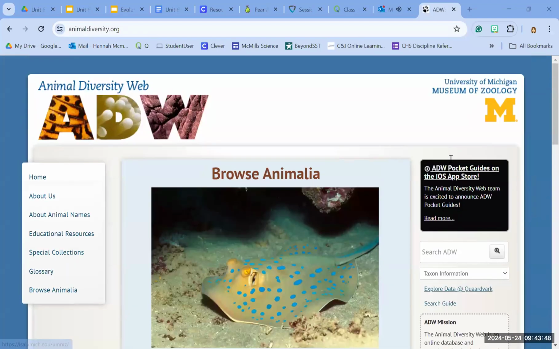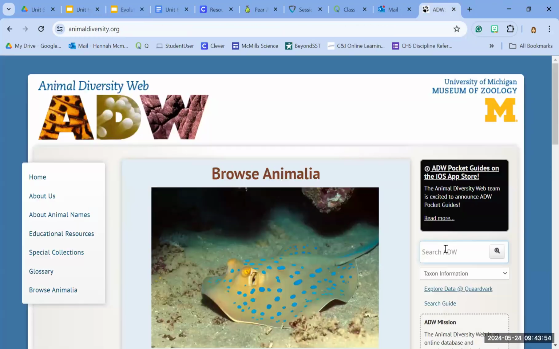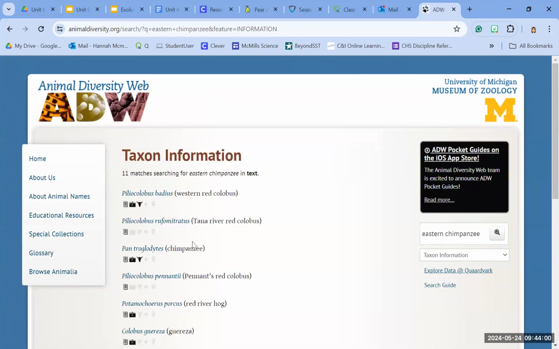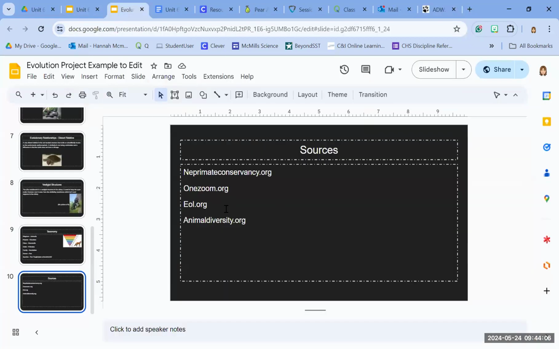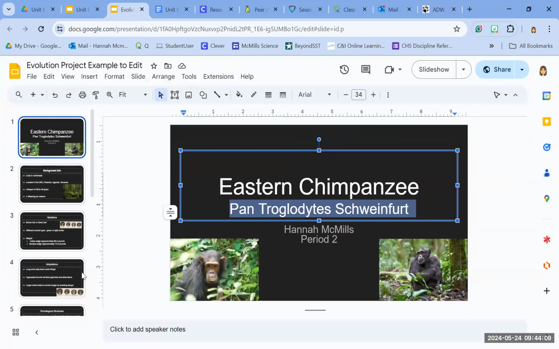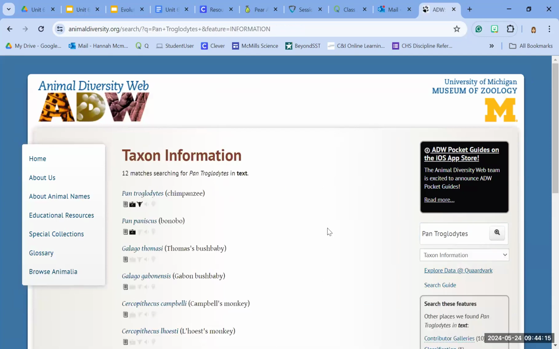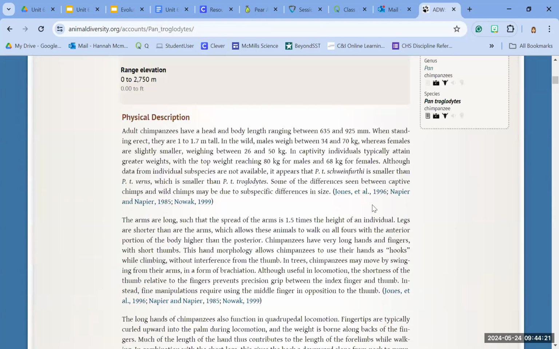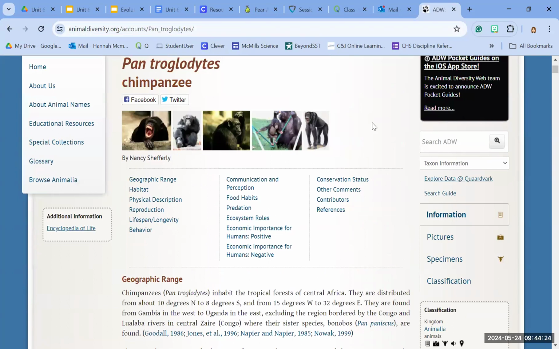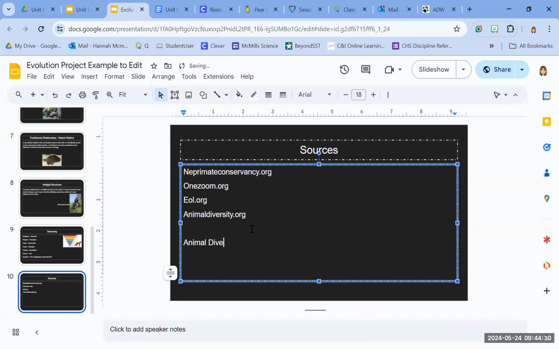So we're going to go through here and figure out, we're doing the Eastern chimpanzee. Okay, so I'm going to go to Eastern chimpanzee. Let's see. What was the name? Let's see. Okay, so this is the site he most likely used. Okay, I'm going to need that specific link because I need to know that that is where I got the information. But the website itself was called Animal Diversity Web.